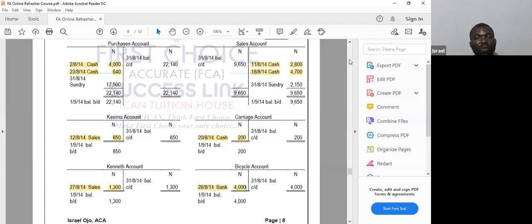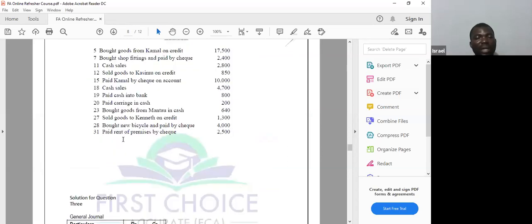Then after that we move on to the last one, which is paid rent on premises by check. So they make payment of rent by check. So it means that rent is being received. Rent is an expense account. So you debit rent account. Then which is paying by what? By check. So you credit your bank account.